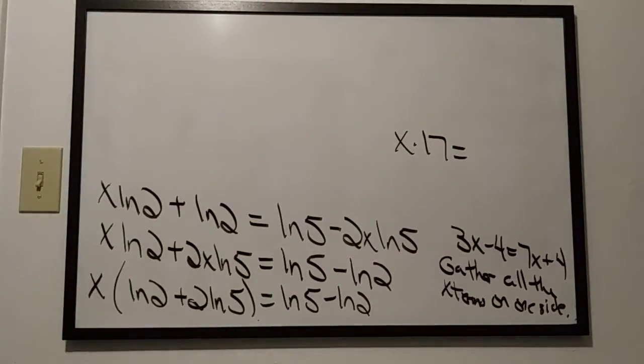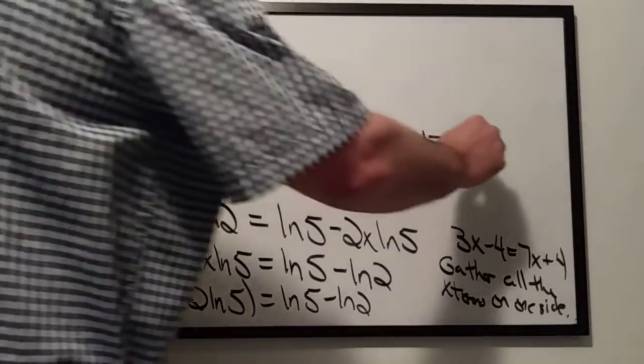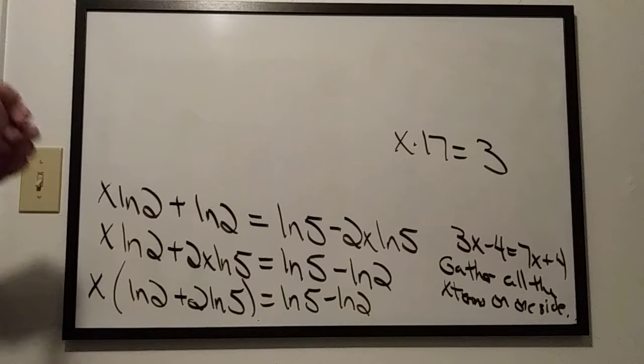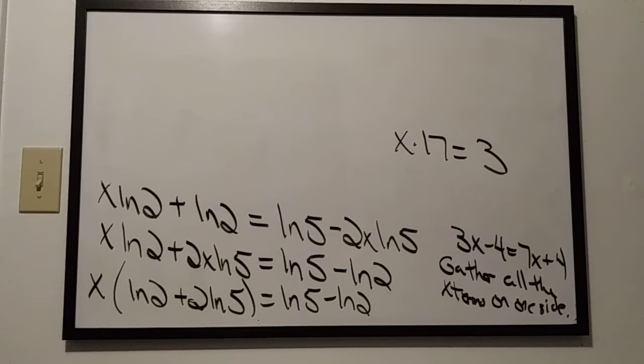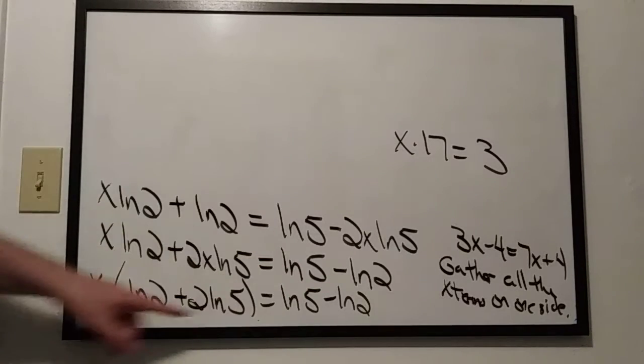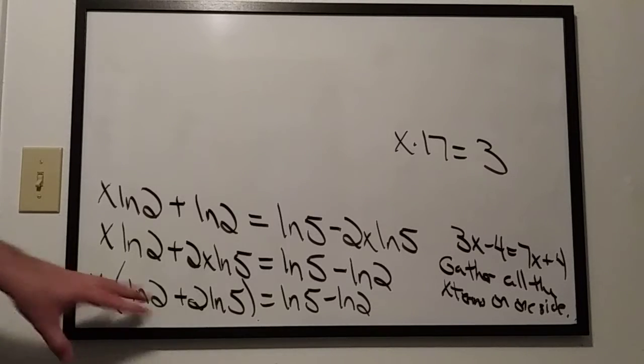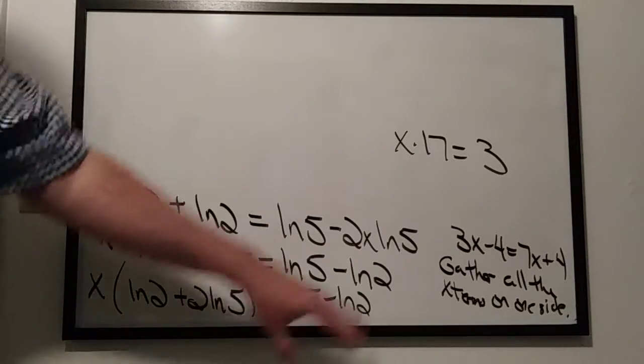And over on the right-hand side, all of those things are just numbers as well. So we're going to have something like 3. Well, if I have x times 17 is equal to 3, in order to get that x alone, I would need to divide both sides by 17. Well, this is exactly the same kind of idea. I have x times a big old number is equal to another number.